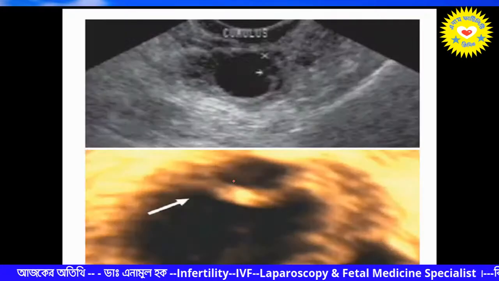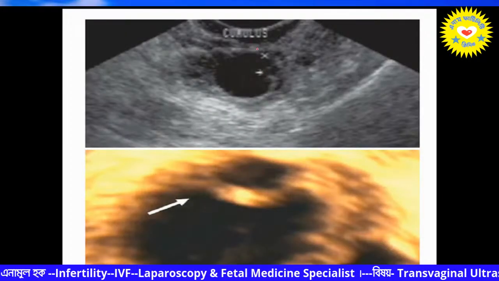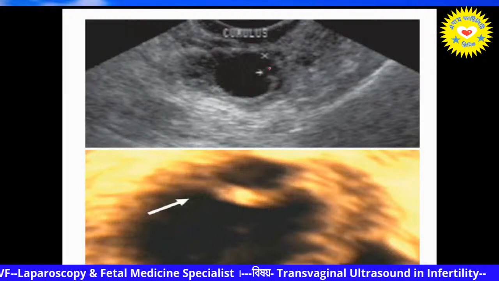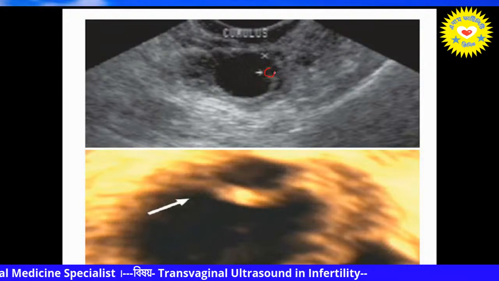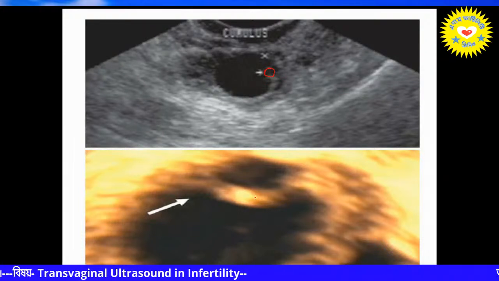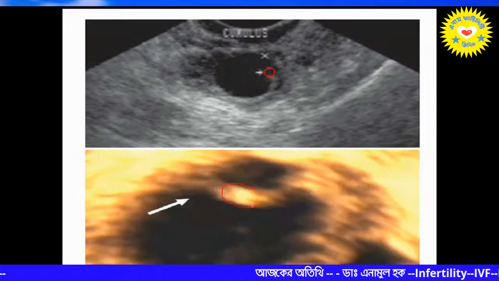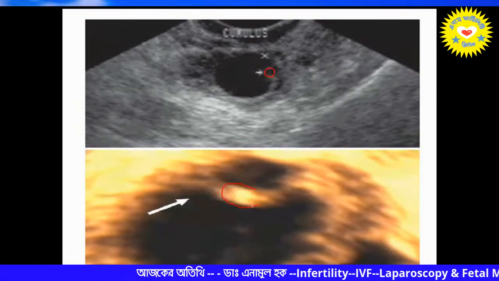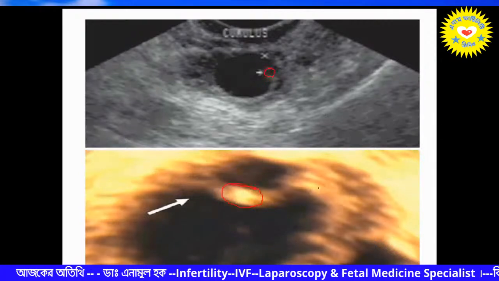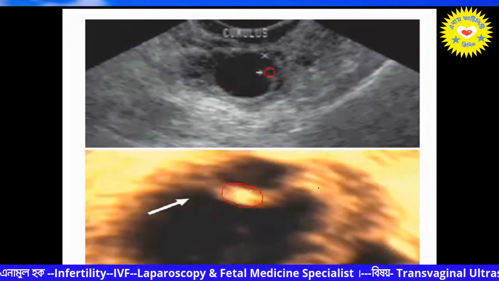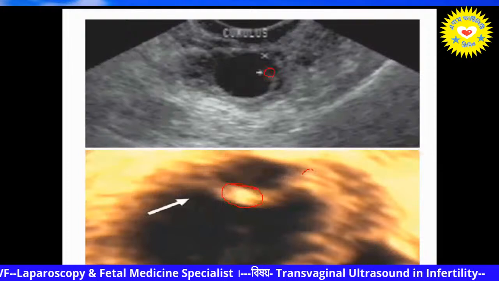Now, you see, this is the follicle. In a 2D view, you are seeing this structure is the cumulus oophorus. If you do 3D, then the cumulus oophorus looks like that. If you see the cumulus oophorus, that is the sign that ovulation is impending within 36 hours.